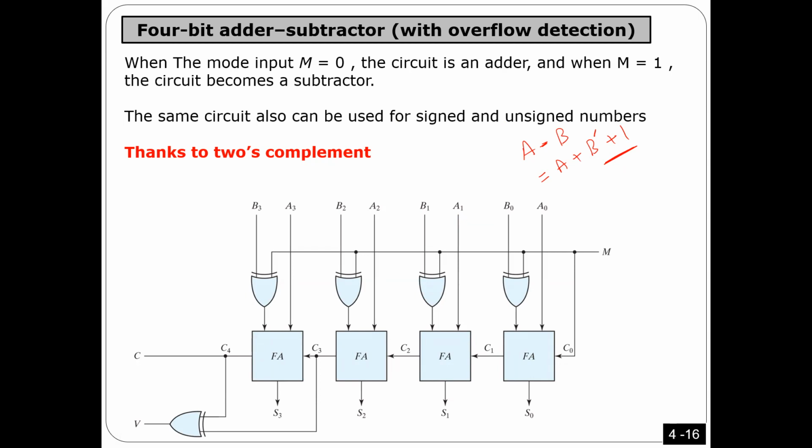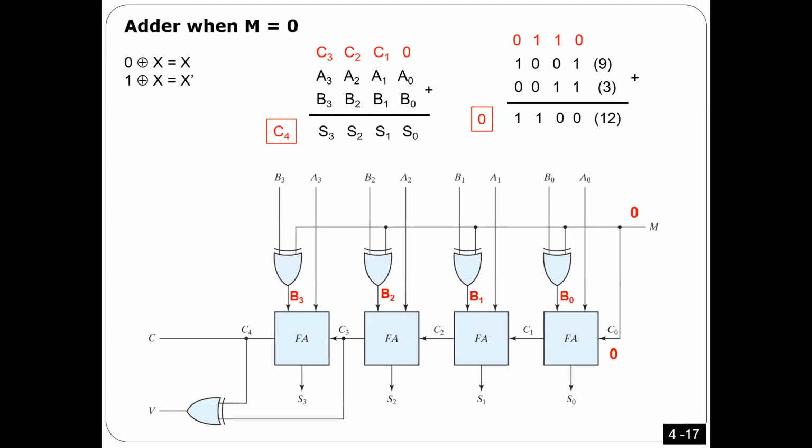So the idea here is very simple. We have one input here. I call it M. Okay. If M is 0, this is an adder. If M is 1, this is a subtractor. You can subtract. How? I'm going to tell you how. Okay. Let's start with the first one.